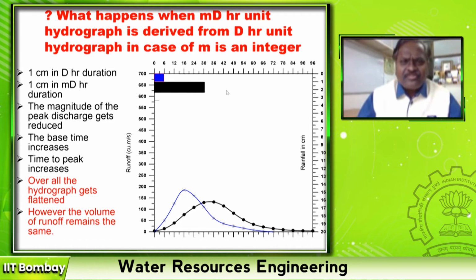Okay. We'll come back to this, only 5 minutes, right? So what happens when an MD-hour unit hydrograph is derived from a D-hour one? See, as I said, this blue hydrograph area and this black hydrograph area each equal 1 centimeter. How can we compensate? There is a change in shape. The peak is reduced, the base time is increased, but the area remains the same.